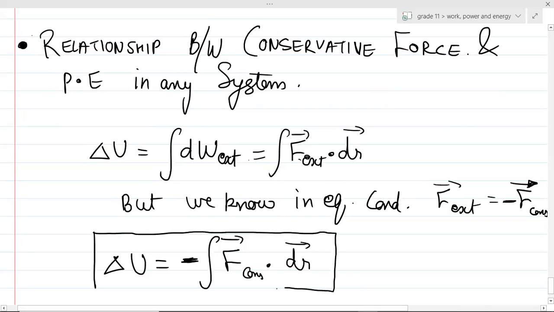Can you see the relationship between conservative force and the potential energy of this? Okay, is this clear? So this is one of the relationships. We'll use this relationship later on in the chapter, and basically you will displace it from position R1 to position R2, right? X1, X2, Y1, Y2, and so on.